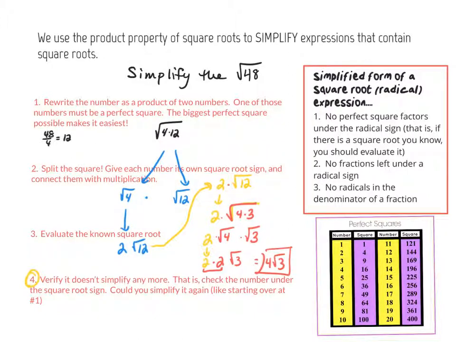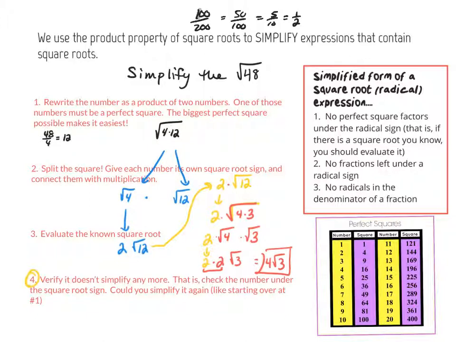I'm going to go back and double check and make sure that there's no way I could rewrite 3 using one of my perfect squares. So 4 root 3 is the final answer. Now, it's fine to simplify things in more than one step. Just like when I have a fraction, it's okay to simplify a fraction in more than one step, as long as we get down to the final answer at the end.